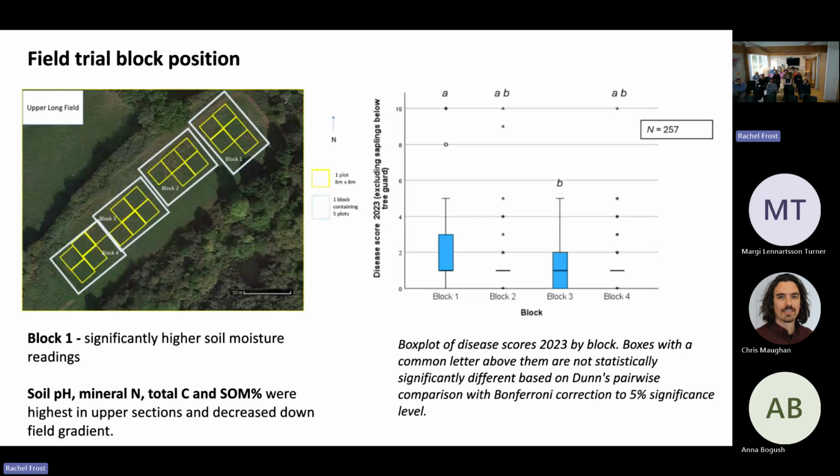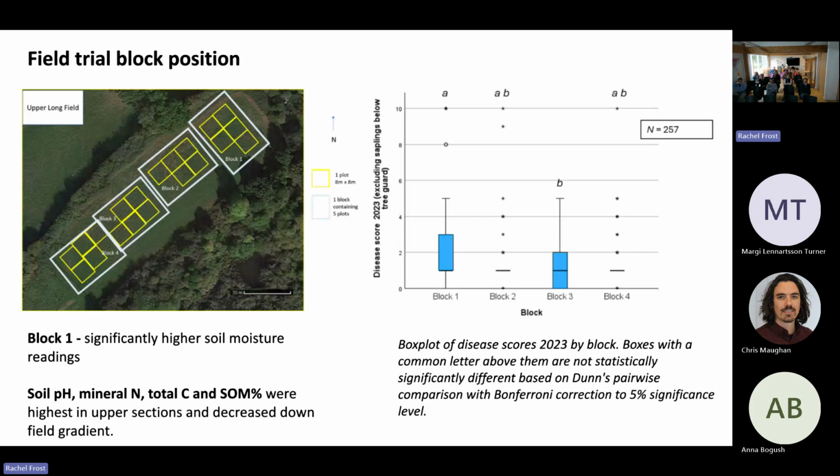Block 1 had higher moisture readings than block 3, and the soil pH, mineral nitrogen, total carbon, and soil organic matter went in a gradient from being the highest at the top of the field down to the bottom of the field. Now, the trees that were tallest were in block 1, and they also had the highest disease scores. And across the bottom field trial, trees that were taller had higher disease scores.